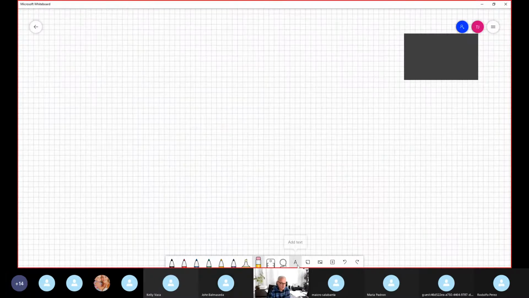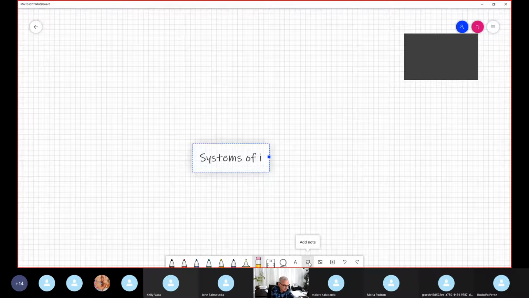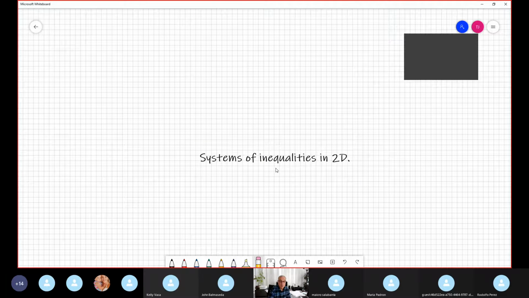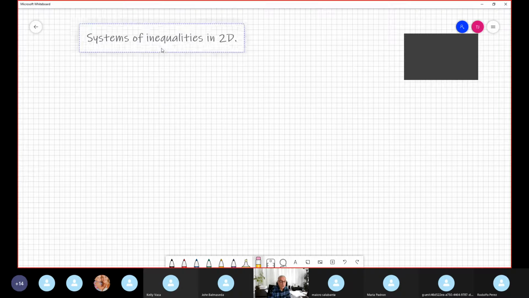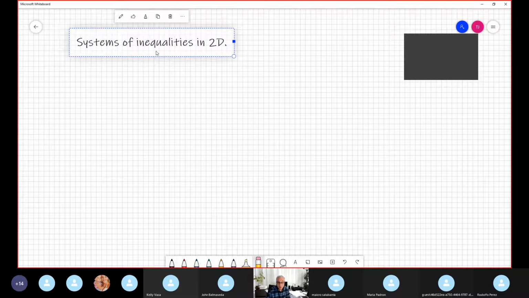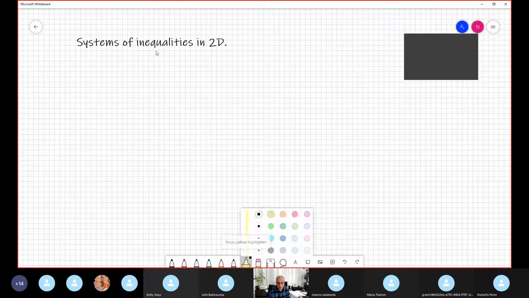So basically, guys, it's systems of inequality in 2D, two dimensions. We have one inequality, two inequalities, or two or more inequalities: 2, 3, 4, 5. And we learn how we represent the solution for this. The solution is obviously graphical.